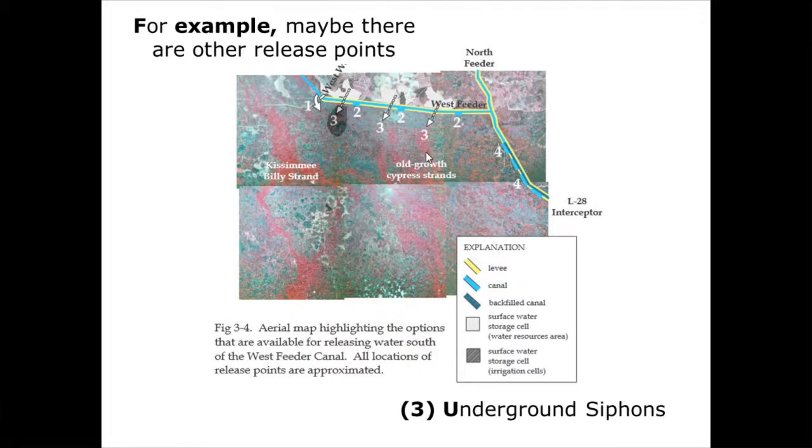Maybe we use the siphons too. I think that's part of the solution as well. We have to think about that. And we have to also consider the idea espoused in the SERP plan, degrading the L28 interceptor. How do these all interrelate to one another?